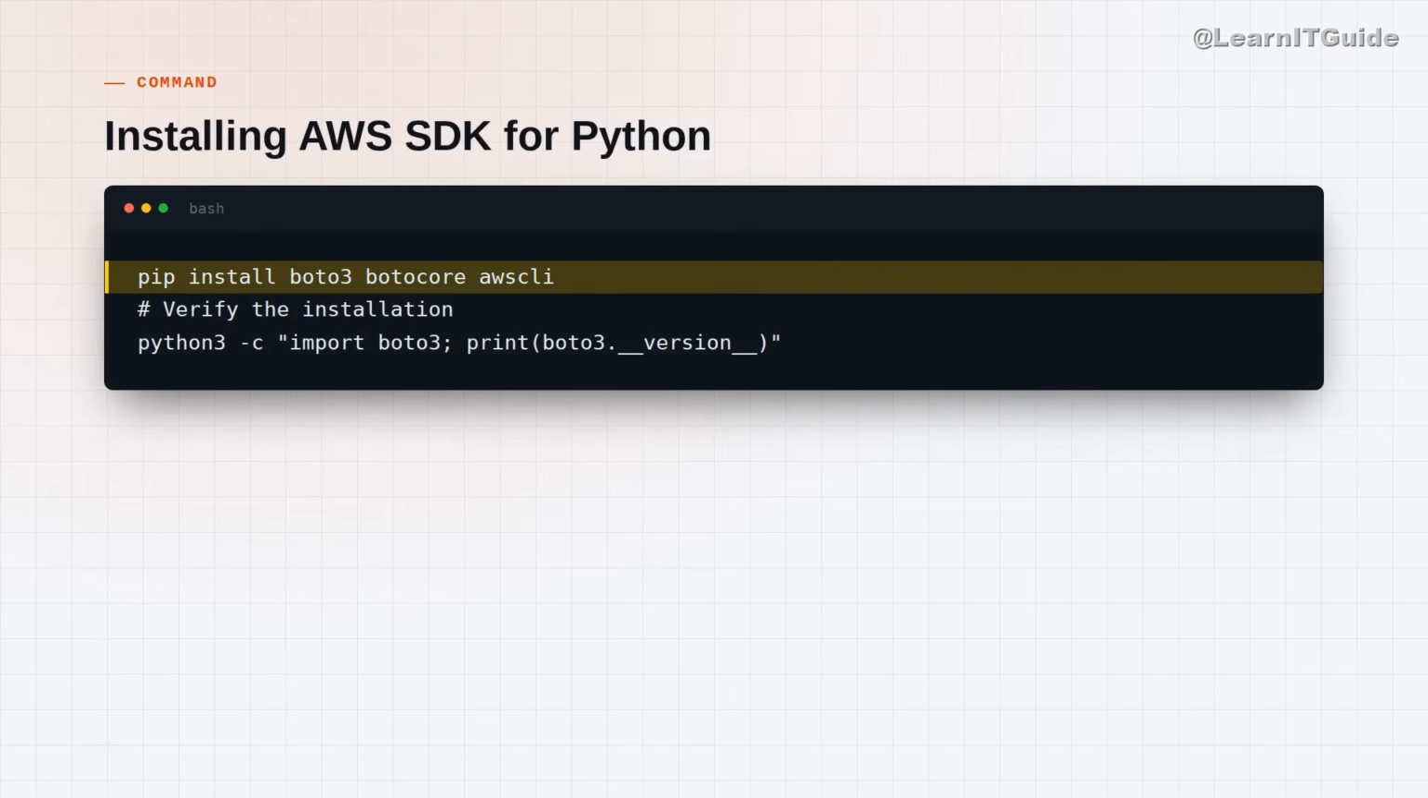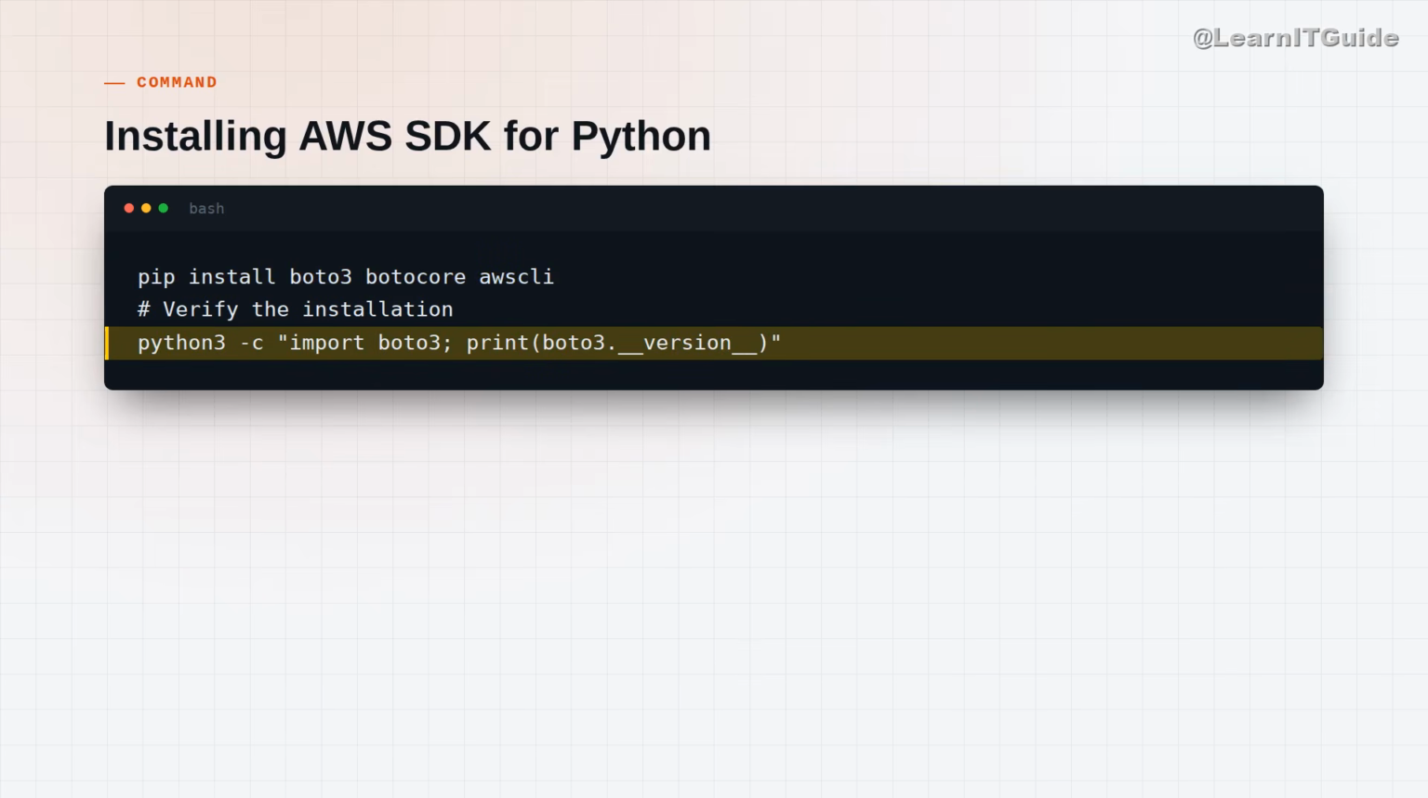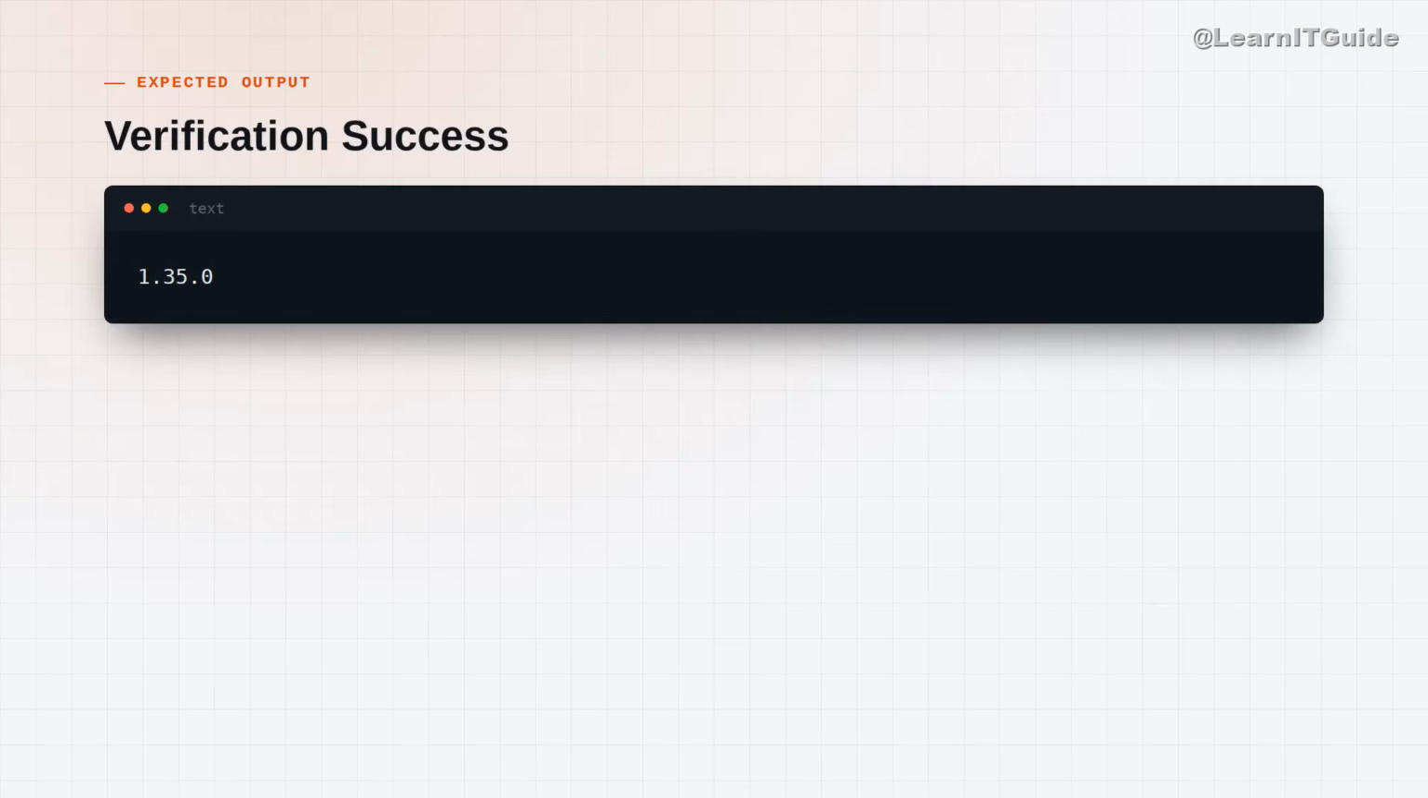To get started, we install the standard AWS SDK for Python, known as Boto3. On line 1, we use pip to grab the SDK and the CLI tools. Then, on line 3, we run a quick one-liner to import the library and print the version. That is exactly the output you want to see. This confirms the library is installed and the Python interpreter can see it. If you get a module not found error, you are likely using the wrong virtual environment.